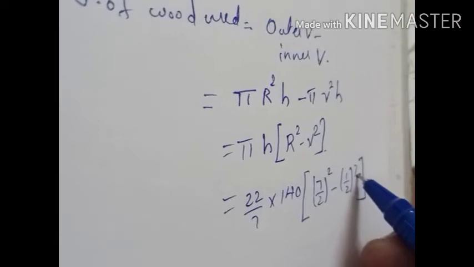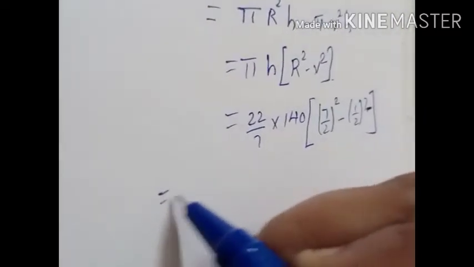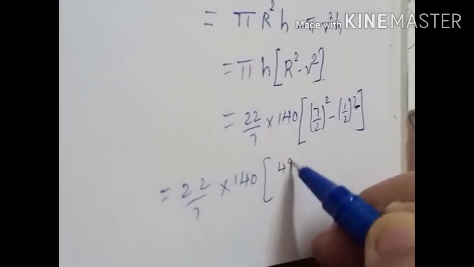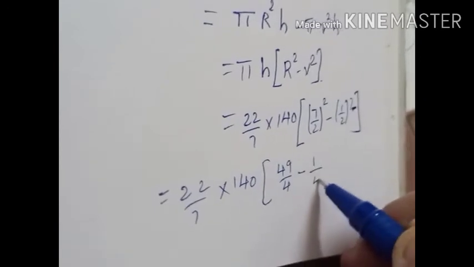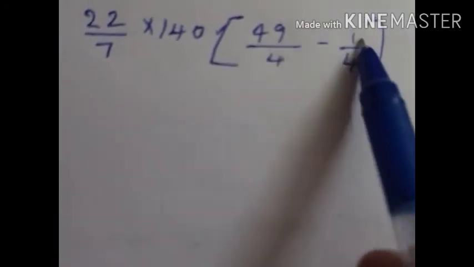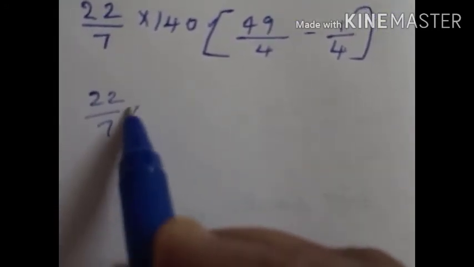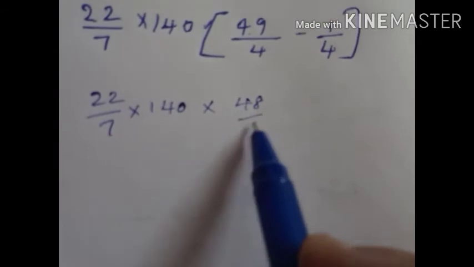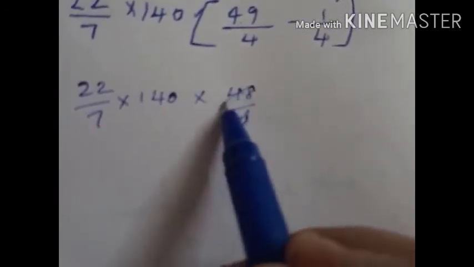When we substitute the values, then we will get this. That is equal 22 by 7 into 140 into 49 by 4 minus 1 by 4. Here the denominators are same, so we can do the calculation on the numerators. So this will be equal 22 by 7 into 140 into 49 minus 1 is 48 by 4. Then we can do the cutting method. 48 by 4 is 12, 12 fours are 48. Then in 7, 2 sevens are 14. Then remaining 0. Then the answer is 22 into 20 into 12.